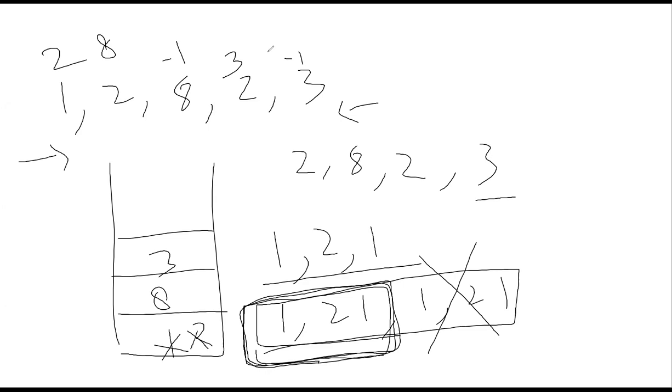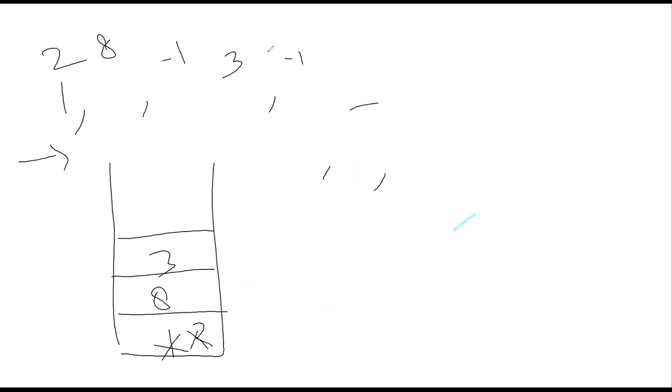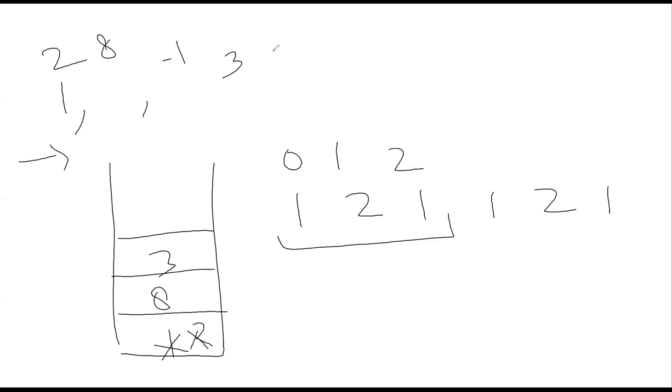So let's see a different way of looking at this thing. Let me just write it out. So we have 1, 2, 1, and then 1, 2, 1. This is our only physical array. So let's say index is 0, 1, 2. And if it was extended, it would have been 3, it would have been 4, it would have been 5. Right?